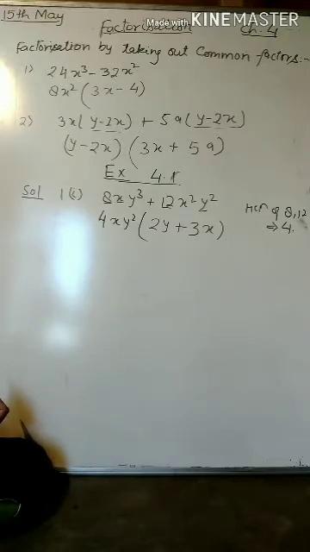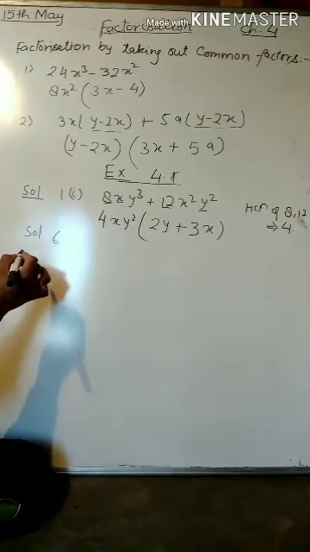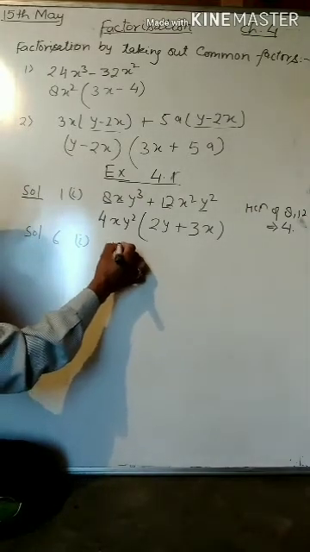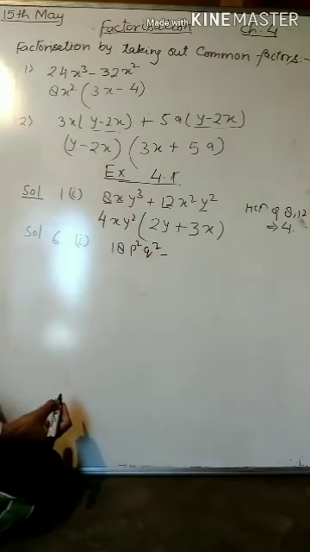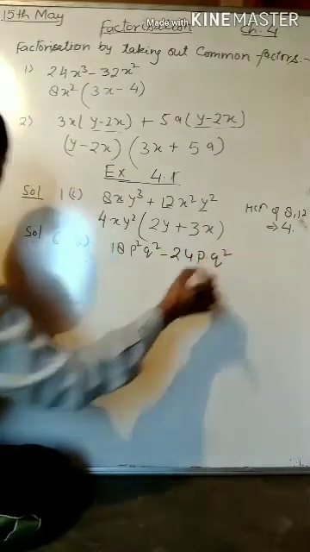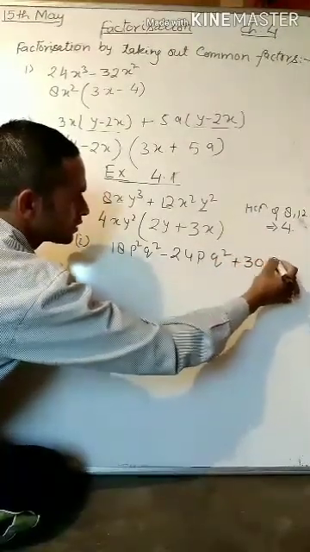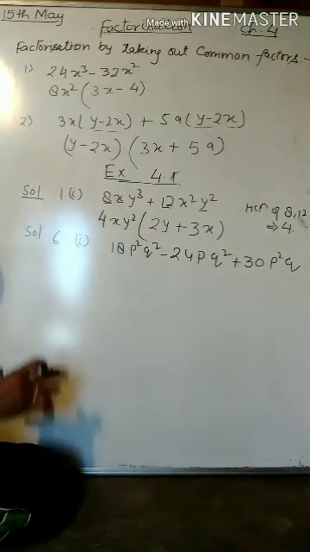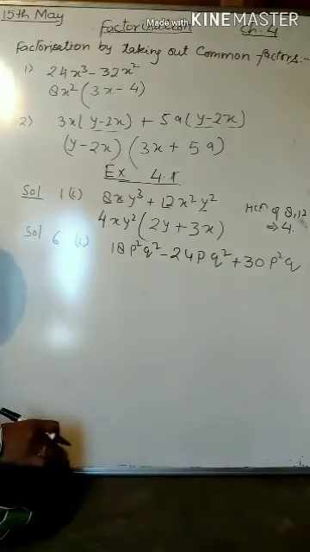See one more question. I am taking the sixth question. Solution 6, first part. The question is 18p square q square minus 24pq square plus 30p square q. Here we have three terms. We see what is common in all three terms.